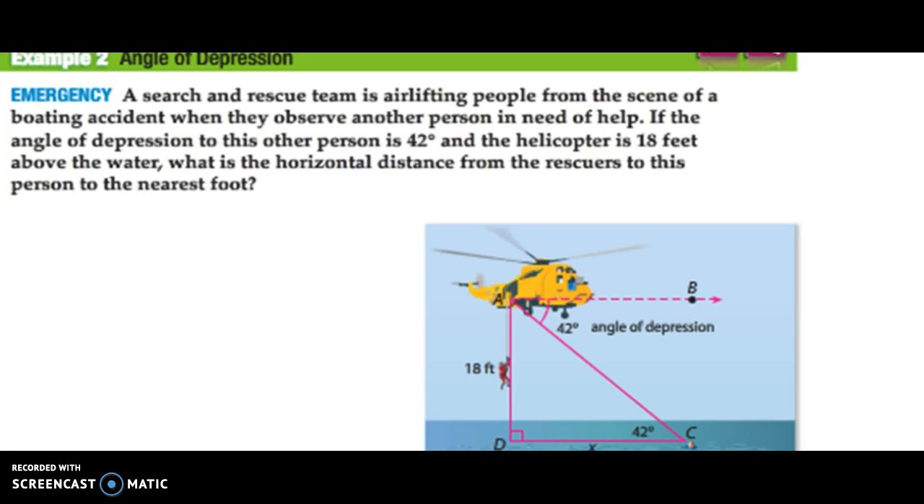A search and rescue team is airlifting people from the scene of a boating accident when they observe another person in need of help. If the angle of depression to the other person is 42 degrees, and the helicopter is 18 feet above the water, what is the horizontal distance from the rescuer to the person to the nearest foot?